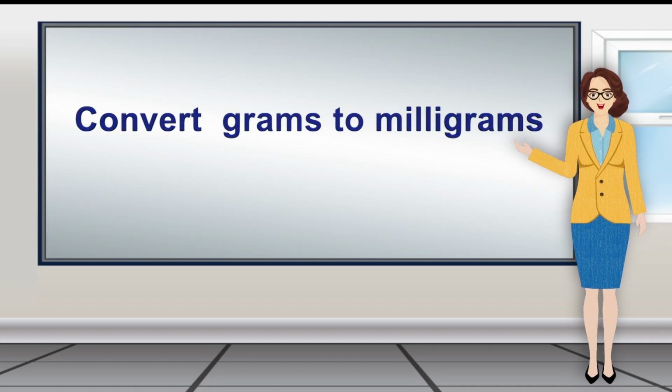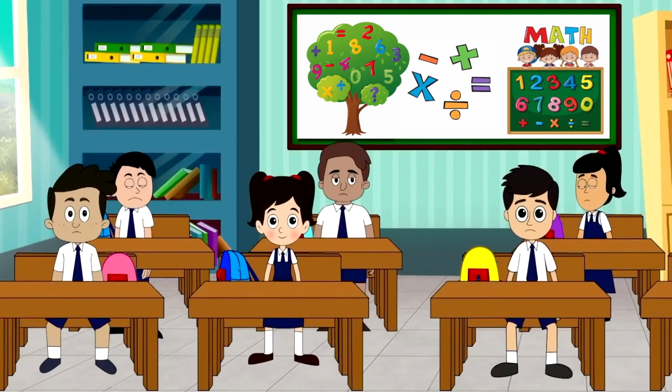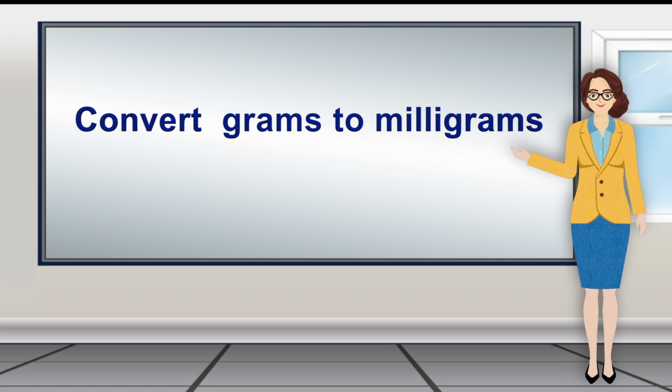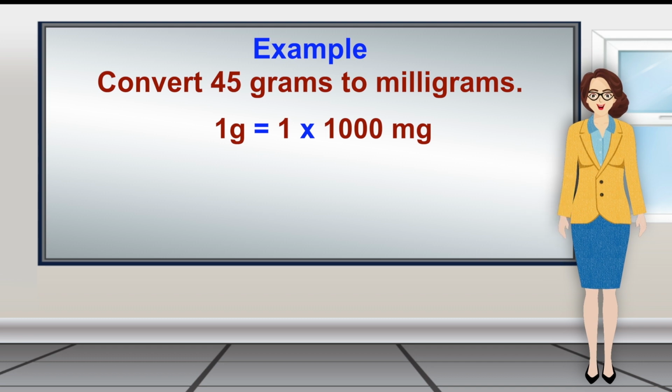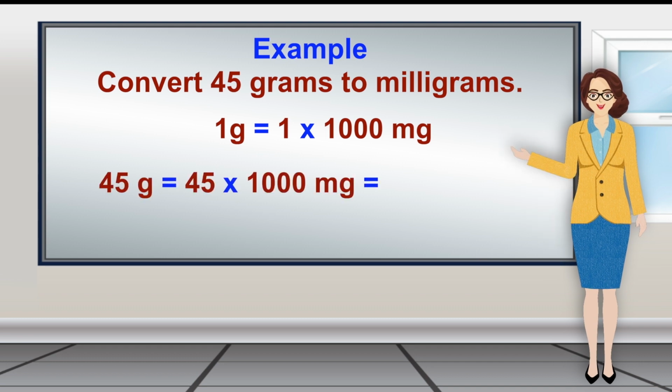To convert the grams to milligrams, we multiply the given grams by 1000. Let's learn it with an example. Example: convert 45 grams to milligrams. 1 gram is equal to 1000 milligrams. So, 45 grams multiplied by 1000 milligrams is equal to 45,000 milligrams.